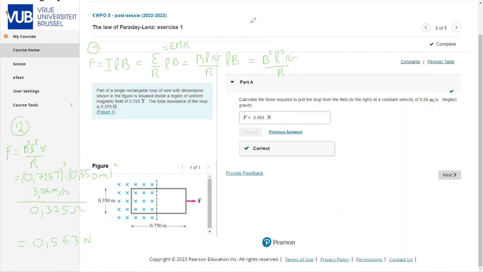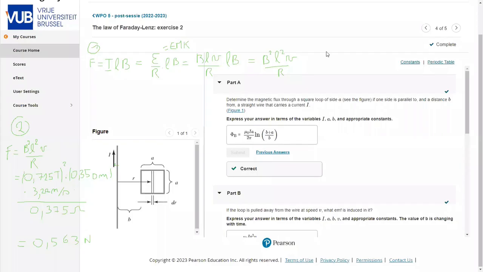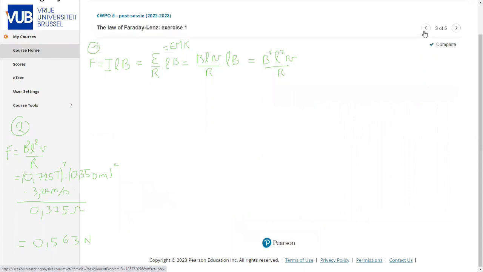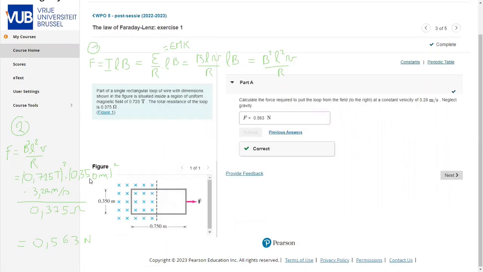Okay, let's go for the fourth exercise. Let's get it. Oh damn, I forgot something, excuse me. The 0.250 meters. It was from here because they say part of a single rectangular loop of wire is situated inside a region. The only thing is that I see that this one is inside this region. This little detail, you know.